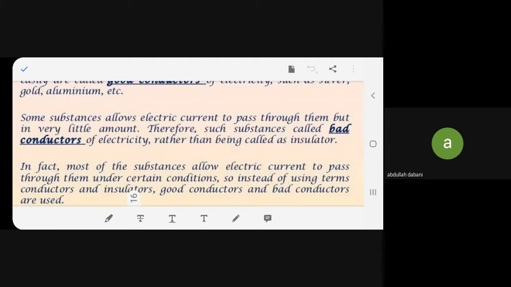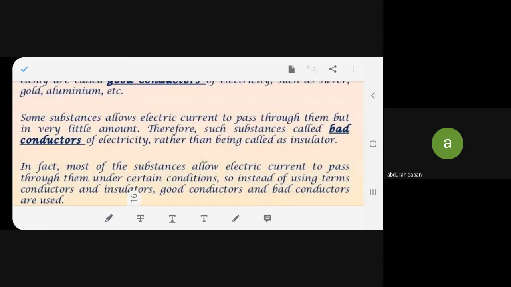So what is the difference over here? What we learned earlier was conductor and insulator, right? Now we are talking about good conductor and bad conductor. So what is a good conductor? Good conductors are the conductors which allow electric current to pass through them in lots of amount without any hindrance.